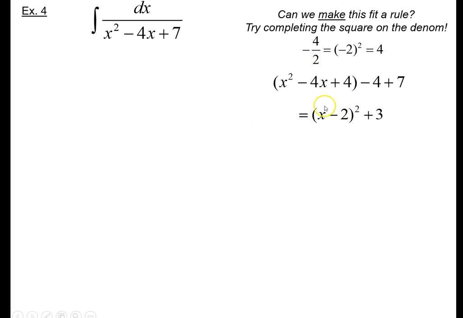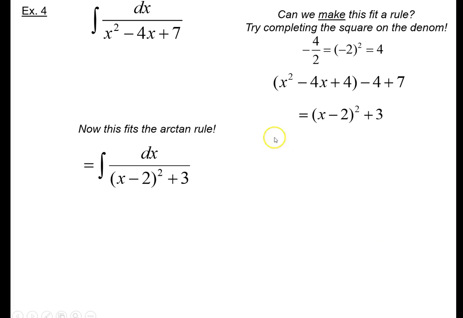So what does this do for me? Well, this x squared minus 4x plus 4 is now a perfect square trinomial that breaks down into x minus 2 quantity squared. Negative 4 plus 7 breaks down to a 3. And so I'm going to put this back into my integrand now. So this original denominator is this exact same thing, just rewritten.